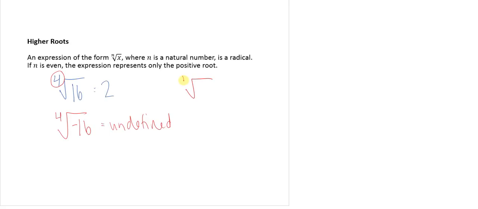However, if the n value is odd, let's try 5 here. So the fifth root of minus 32, seeing as the n value is odd, we can have the negative root represented. So the fifth root of negative 32 is going to be equal to negative 2. We can check that quickly by seeing that negative 2 to the fifth is equal to minus 32.